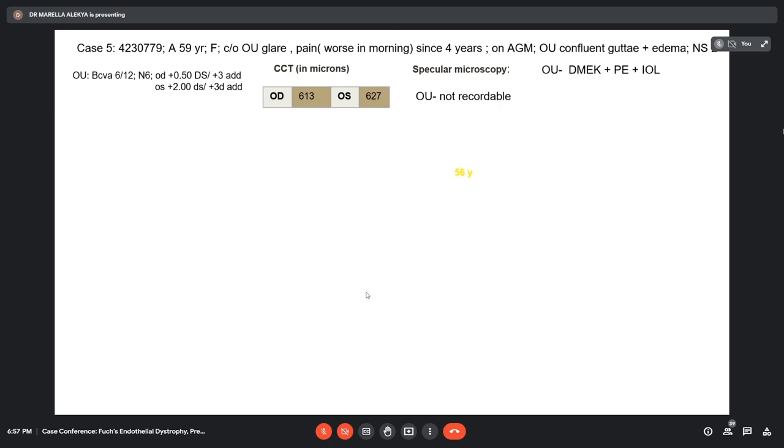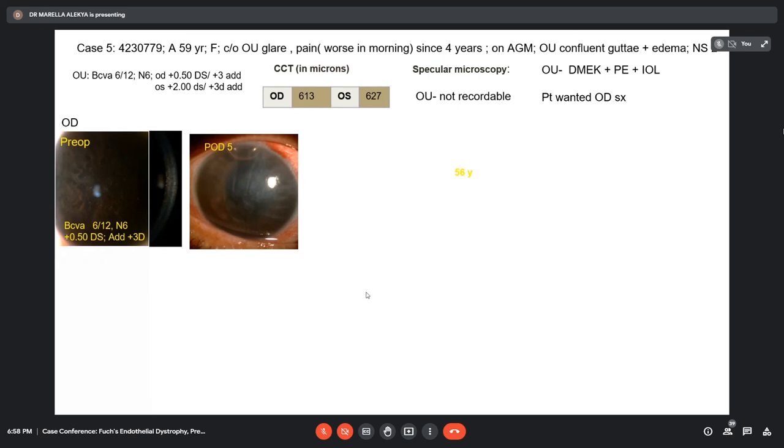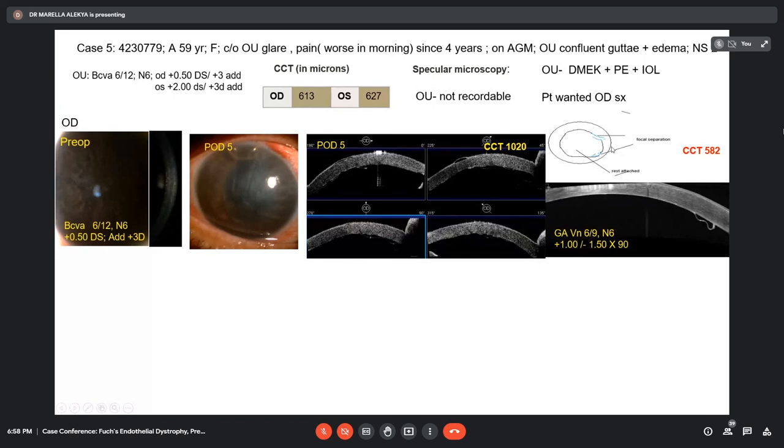So this is a pre-op picture of the right eye with vision 6/12 and N6. And on post-operative day 5, mild edema is seen. And this is an OCT picture showing epithelial bullae and small multiple DMDs. Central corneal thickness was 1020 microns. At GA, focal separation is noted and vision was 6/9 N6 with minus 1.50 diopters. Central corneal thickness is 582 microns and OCT was done and it showed focal DMD. Since the central cornea is clear, we won't interfere in this case.